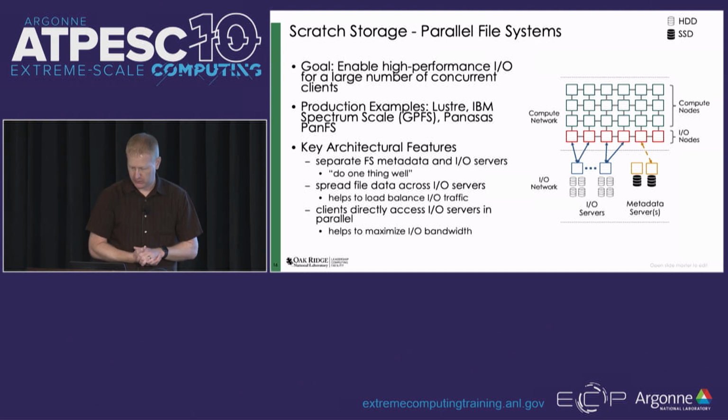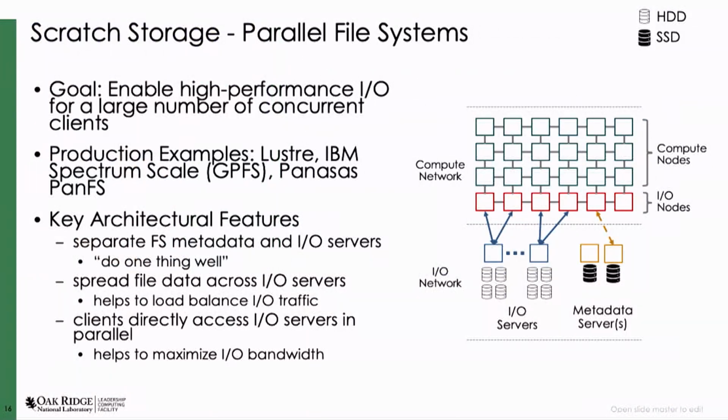So parallel file systems. I liked Phil's graphic so much that I took it for my own purposes and modified it slightly. The goal of a parallel file system is to give you high performance I/O for a large number of concurrent clients. That's what they're designed to do. There are many production examples. The most common are Lustre and IBM's rebranded GPFS, now known as Spectrum Scale, which I will continue to call GPFS throughout the rest of this talk because Spectrum Scale is just too many words.